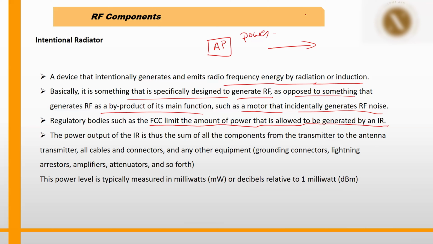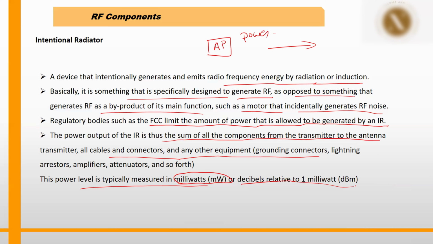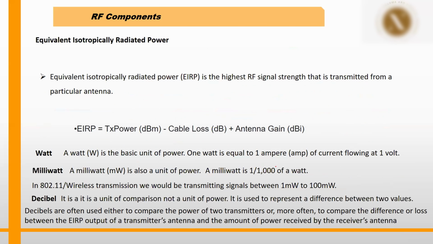The power output of the IR is thus the sum of the components from the transmitter to the antenna, all cables and connectors, and any other equipment. That power level is typically measured in milliwatts. This we will study tomorrow. What is a milliwatt? Or decibels relative to a milliwatt. Decibels is nothing but a relative value. Milliwatt is the actual unit of power. We'll study this tomorrow.